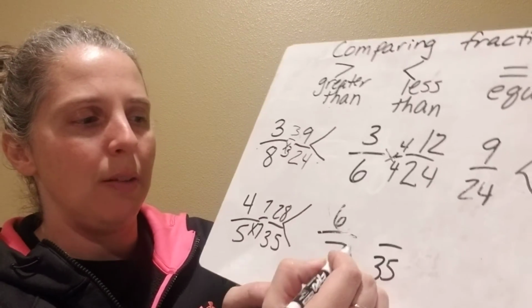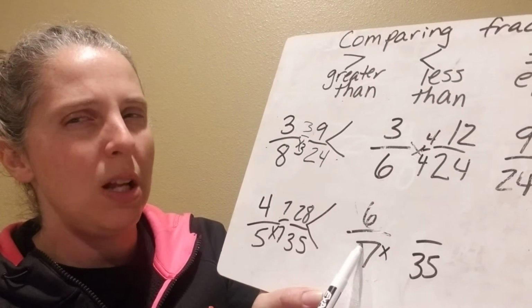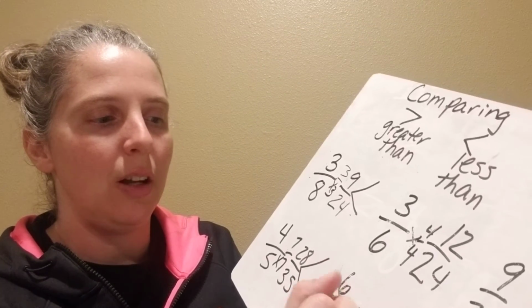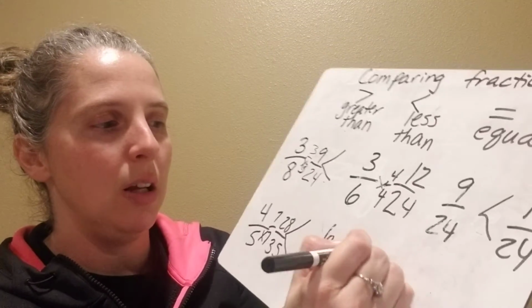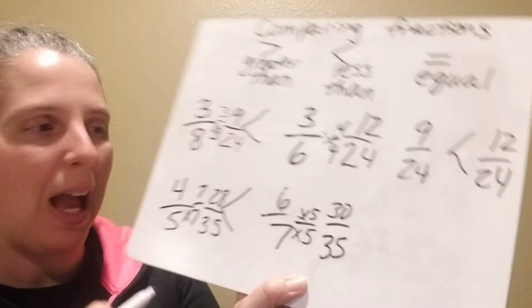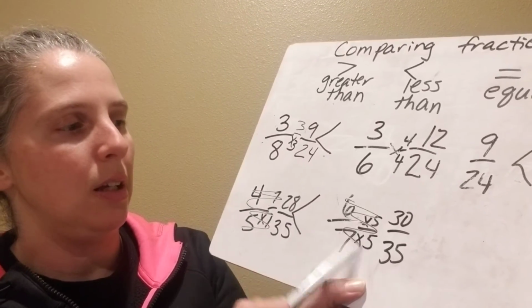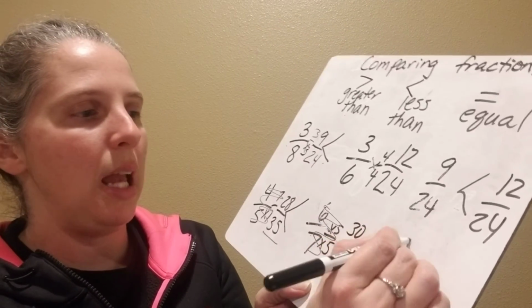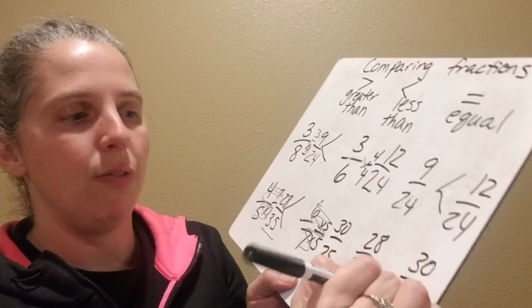Okay, and then what about this one? If 5 times 7 is 35, what times 7 is 35? 5. We already know that. If you're unsure, look on your multiplication chart. So 6 times 5 is 30. Now, because I have a big mess here, I either have to scribble out all of this to see my fractions, or I have to rewrite them. 28/35ths and 30/35ths.